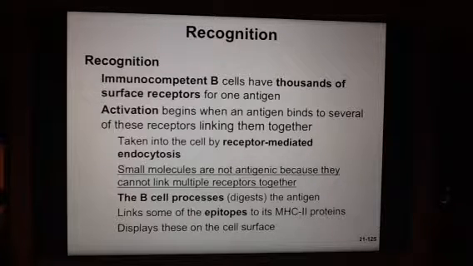Those B cells, once they're able to detect certain antigens, they are let loose and they have thousands of surface receptors for one antigen. And so the activation begins when the antigen binds to several receptors and links them together, just like we saw in cellular immunity. Then it's brought into the cell by endocytosis, and then the B cell digests the antigens. Then it links some of those epitopes, those proteins, to the outside and displays them on the cell surface to show what type of cell this is.